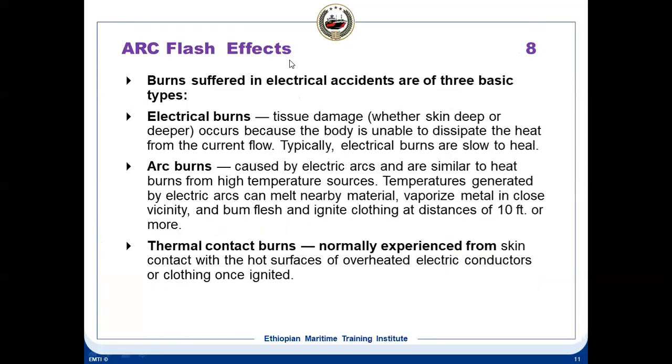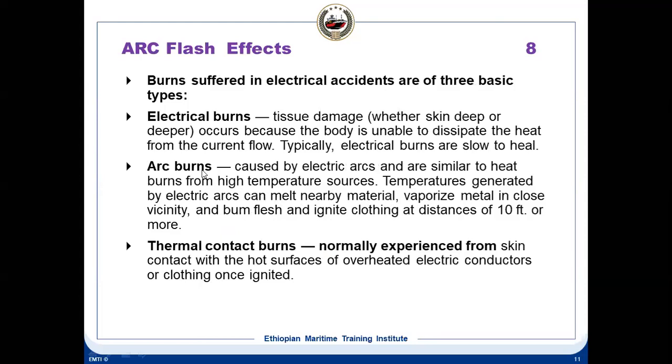So what are the arc flash effects? One is electrical burn, arc burn, and thermal contact burns. Electrical burn means tissue damage, whether skin deep or deeper, occurs because the body is unable to dissipate the heat from the current flow. Arc burns are caused by electrical arcs and are similar to heat burns from high temperature sources. The temperature generated by electrical arcs can melt or vaporize material in close vicinity, and burn flesh and ignite clothing at a distance of 10 feet.